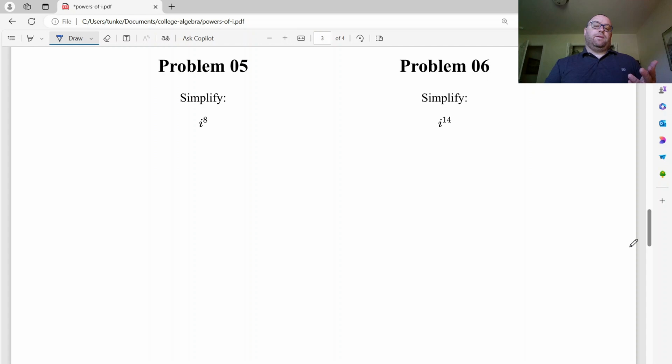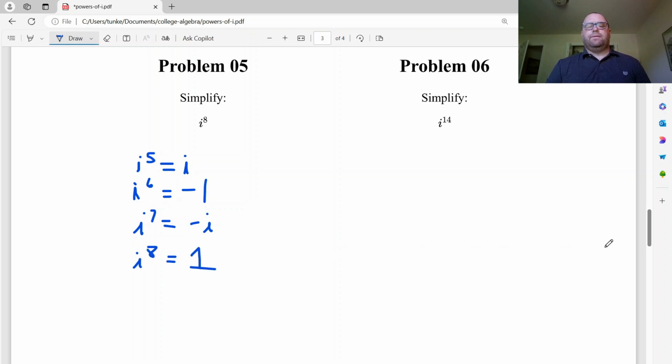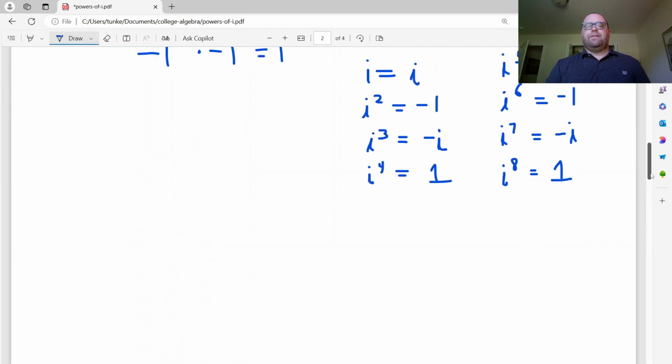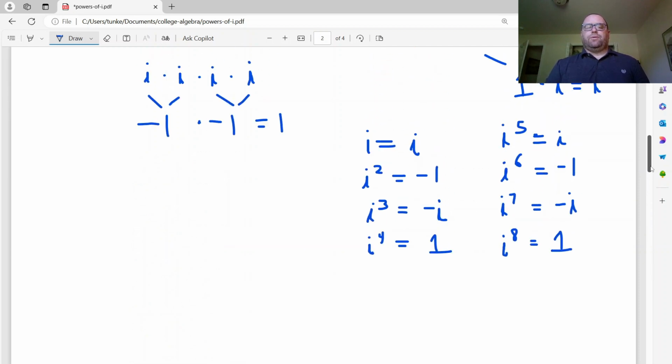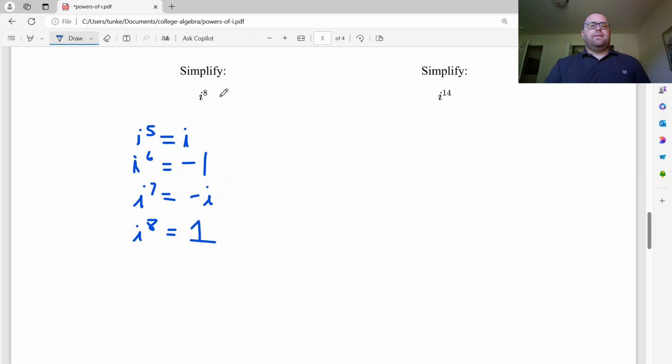So, okay, problem 5. Again, we said i to the 5th. If we go through our cycle, i to the 5th is i. i to the 6th is negative 1. i to the 7th is negative i. And i to the 8th is going to be equal to 1. If we go back up, remember we have this cycle here that we go through. So i to the 8th is just 1.